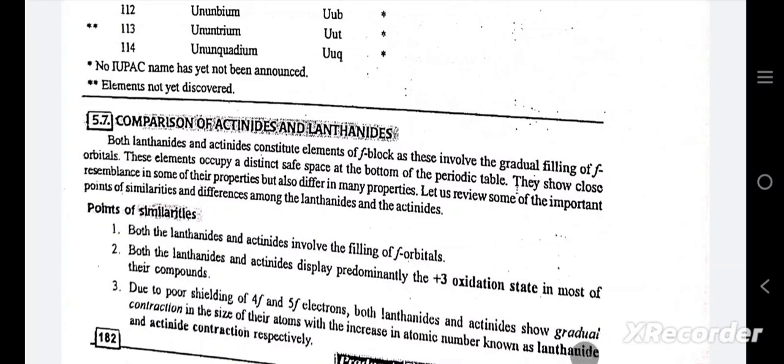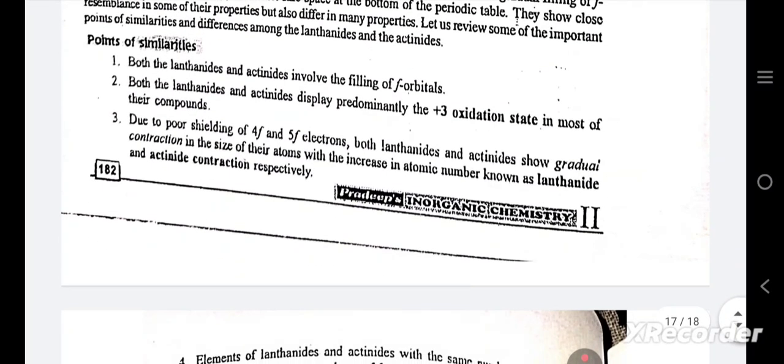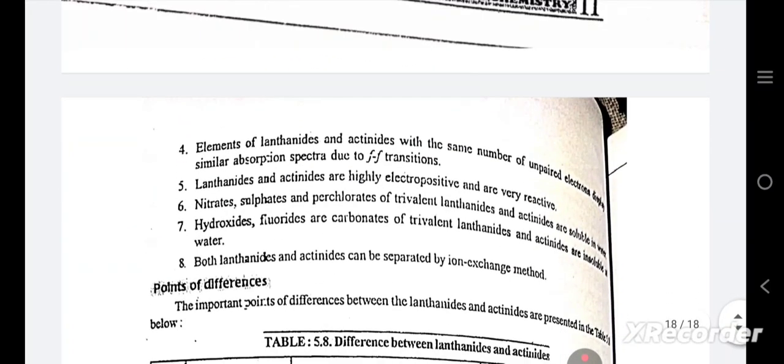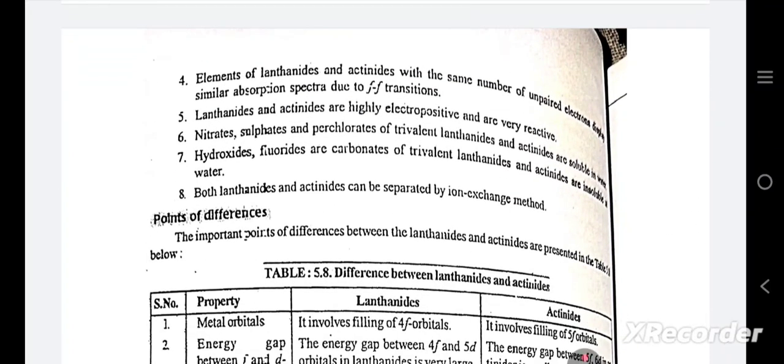Both the lanthanides and actinides involve the filling of f orbitals. Both display predominantly the +3 oxidation state in most of their compounds. Due to poor shielding of 4f and 5f electrons, both lanthanides and actinides show gradual contraction in the size of their atoms with the increase in atomic number, known as lanthanide and actinide contraction respectively. Elements of lanthanides and actinides with the same number of unpaired electrons display similar absorption spectra due to f-f transition.